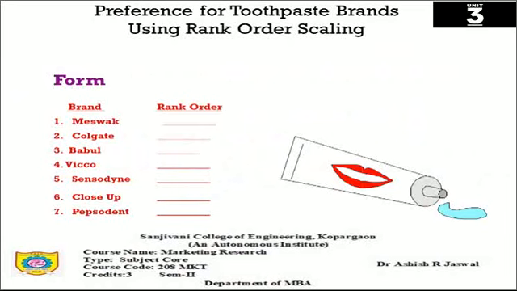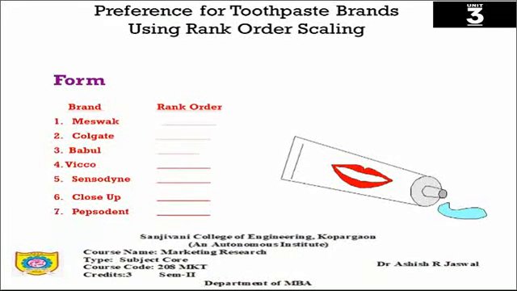Let us look at the brands available. There are 7 brands given. As per rank order scaling, I just need to write 1 for the brand which you prefer the most, and simultaneously 7 for the brand which is least preferred.